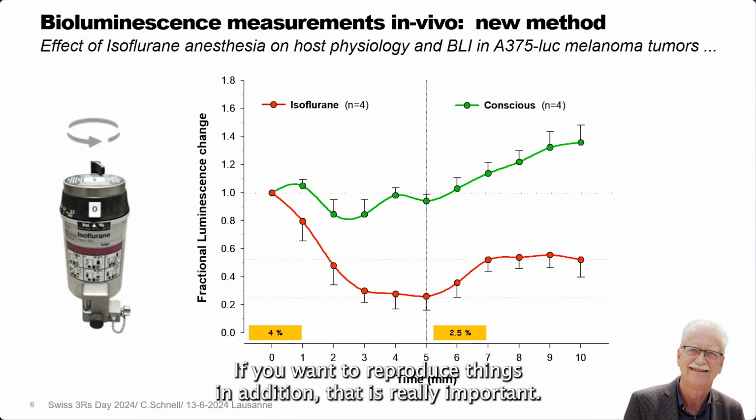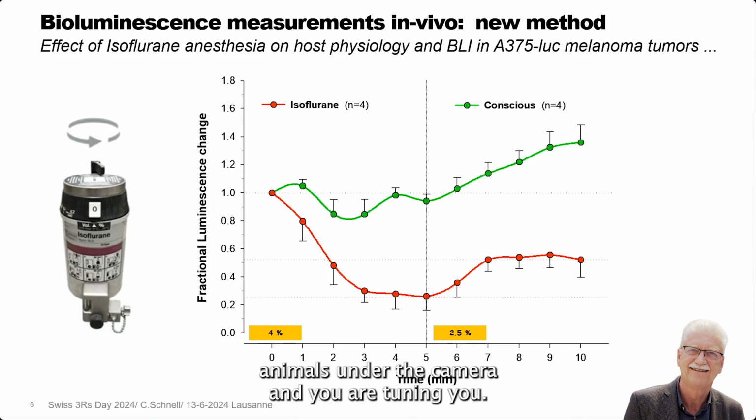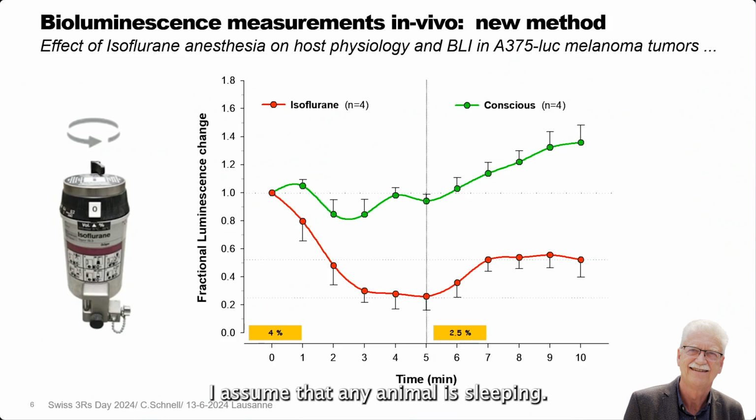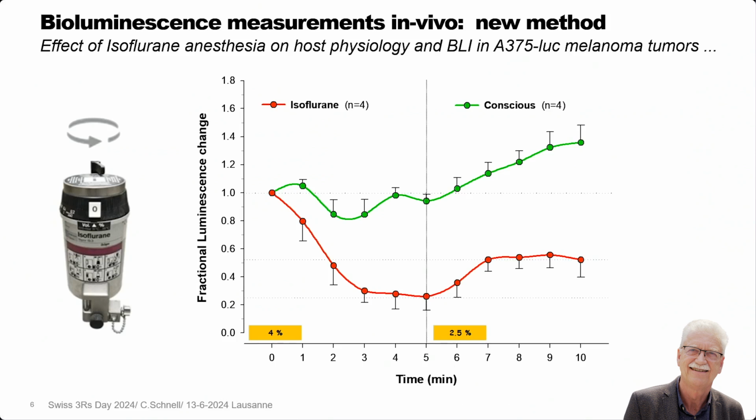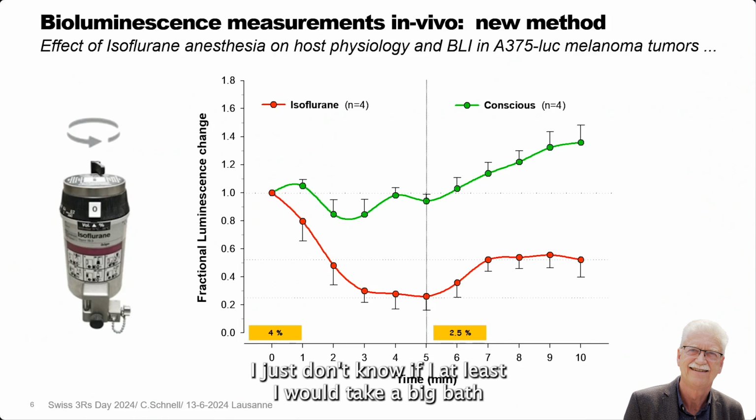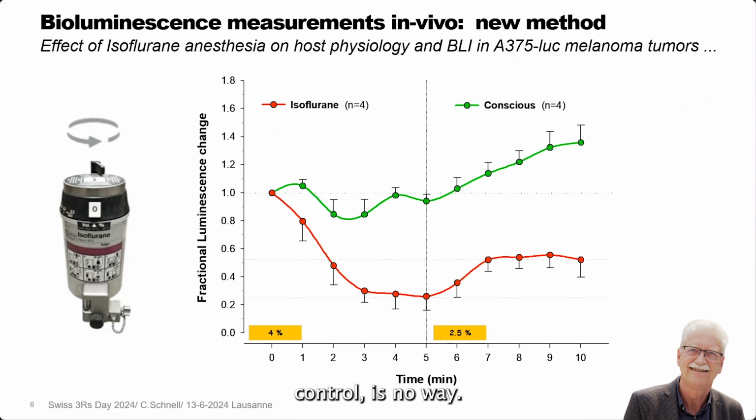In addition, what is really important, we are interested in a time increase in tumor growth. So we want to image the same animal several times. And what you do, as you have seen, we have mostly 6 animals under the camera. And you are tuning your isoflurane so that every animal is sleeping. So all the animals will get another percentage from one day to another. No surprise that you have big variability. It's just done, at least I would say a big part is due, to this depth of anesthesia, which you cannot control. There's no way.